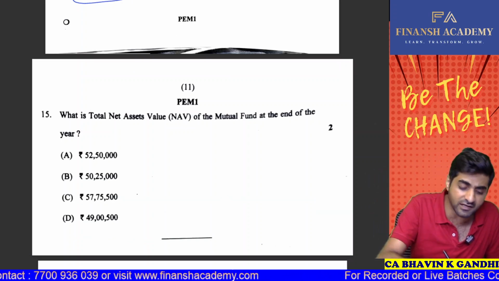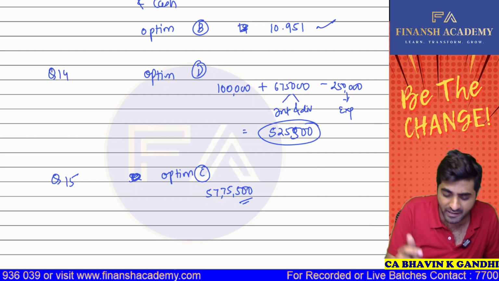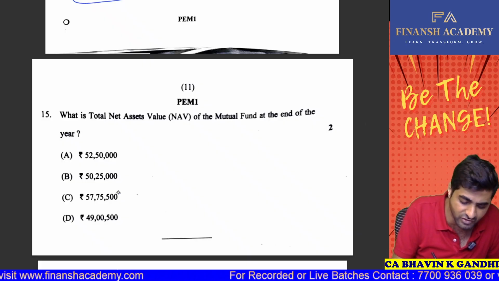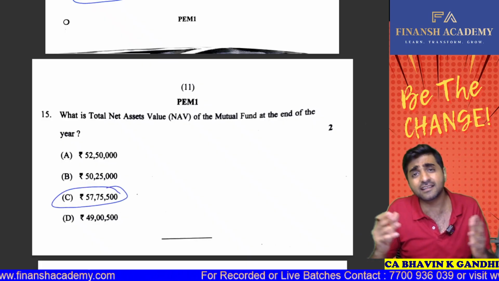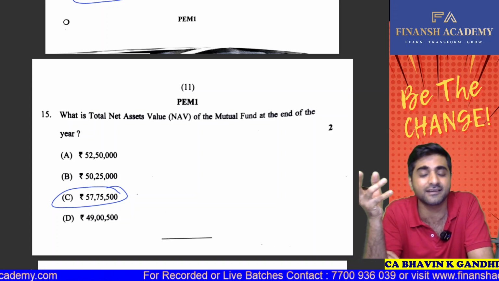And for your 15th, the total NAV of the mutual fund at the end of the year. So again, based on a similar assumption, we are going to now have the total assets plus the cash balance without distribution of the dividend, which comes out to be 57,75,500. So that's your option C. So these are the answers for your MCQs. I hope the majority of you might have got it correct.